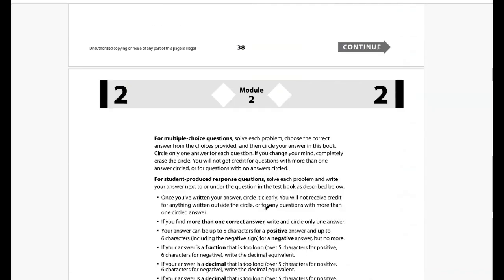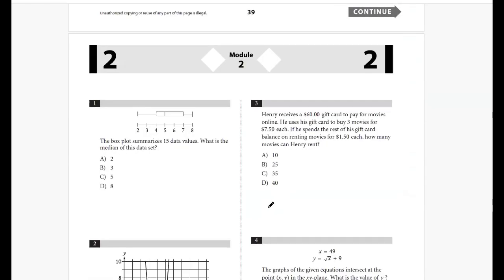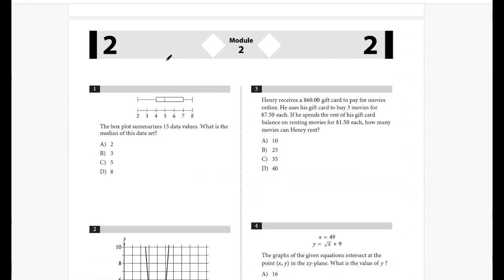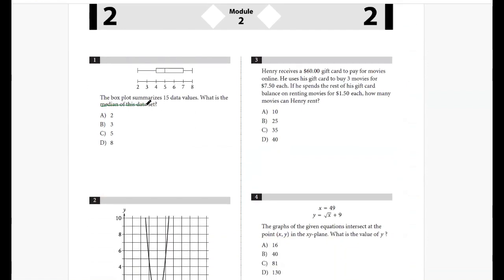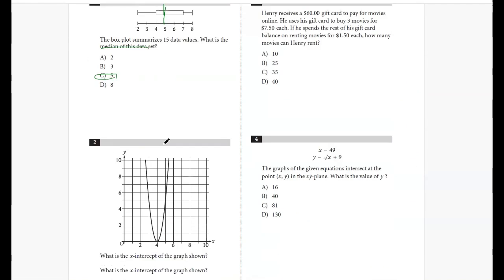Okay, moving on to module 2. The box plot summarizes 15 data values. What is the median of this data set? If you look at here, this is the median. So C is the correct answer.